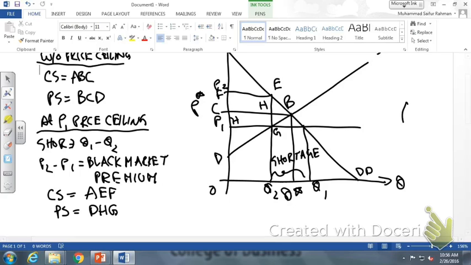Okay? If we compare the consumer surplus before, ABC, and the consumer surplus after, AEF, we would realize that our consumer is losing two parts of his previous consumer surplus. One is the upper rectangle and the other one is the smaller triangle. Do we all see that? Please, let's convince ourselves that these are the two areas that our consumer is losing.